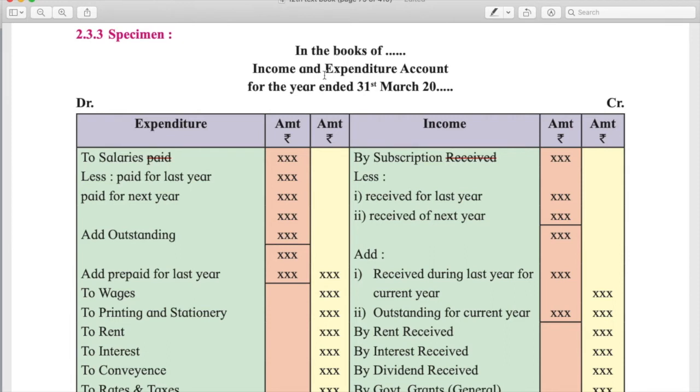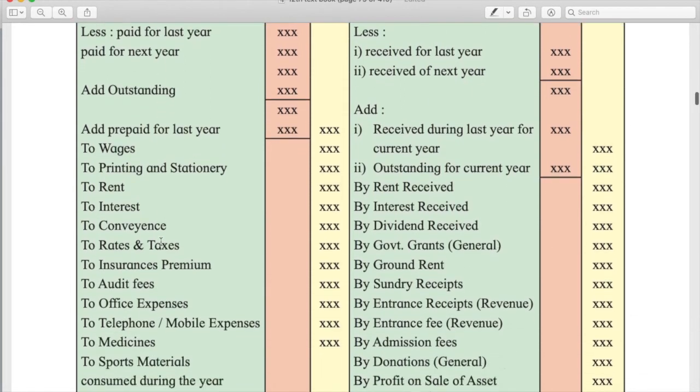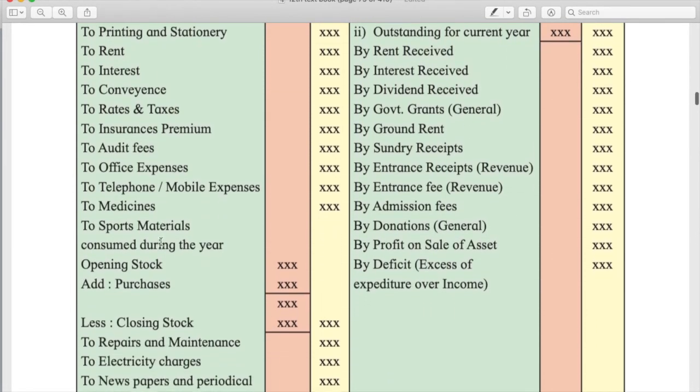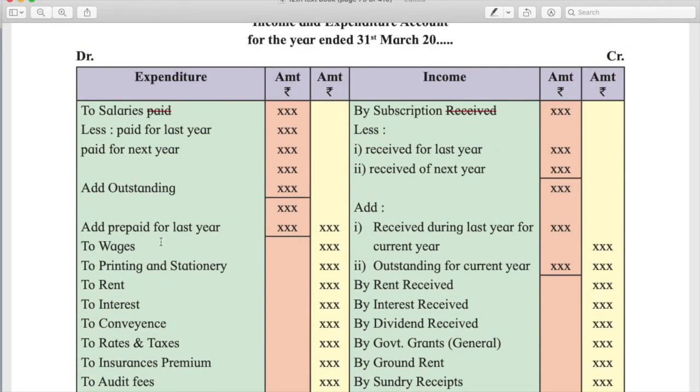On the top you have to write income and expenditure account for the year ended 31st March, whatever the year is. At the corner, debit and credit, because it is a nominal account. On the top you have to write in the books of, okay, and then debit all expenses and losses and credit all incomes and gains, that we have to follow. Here you are not supposed to write particulars. Now see, on the debit side you will see all revenue expenditure, because in income and expenditure account capital receipt or capital expenditure will not be recorded, that will be recorded in the balance sheet.